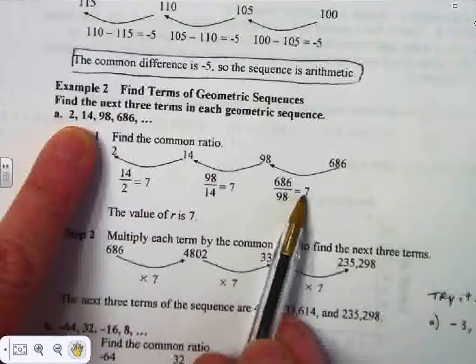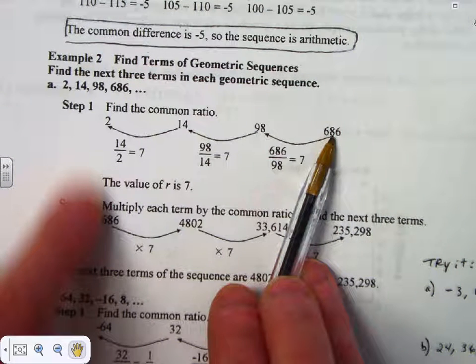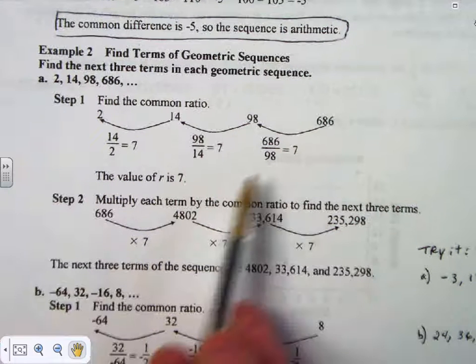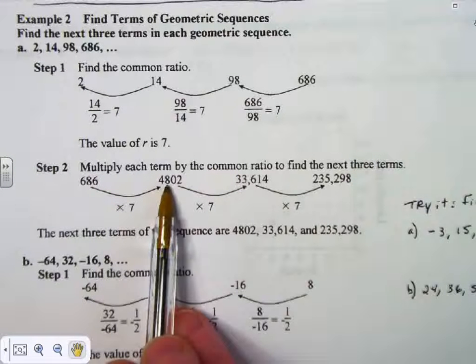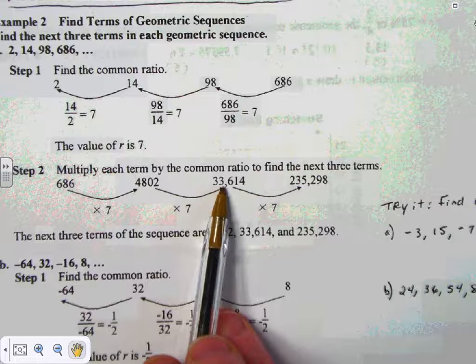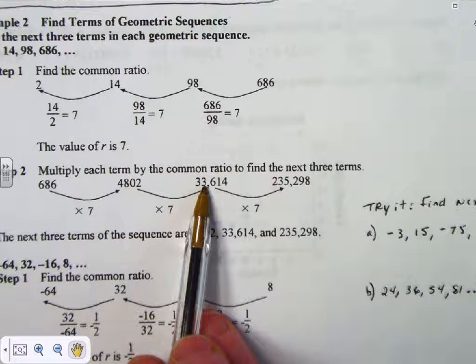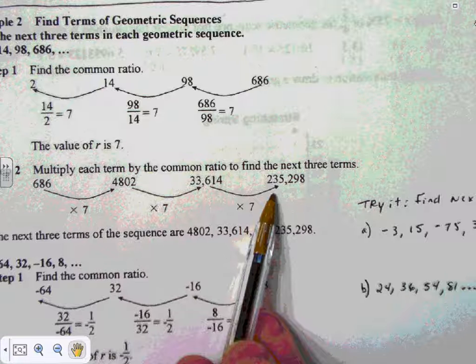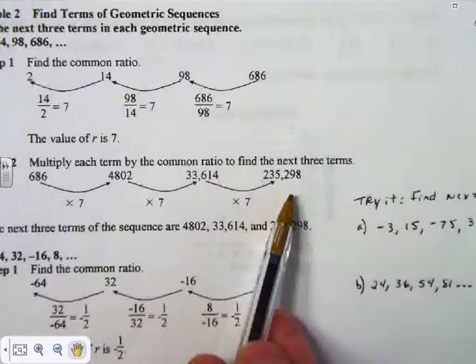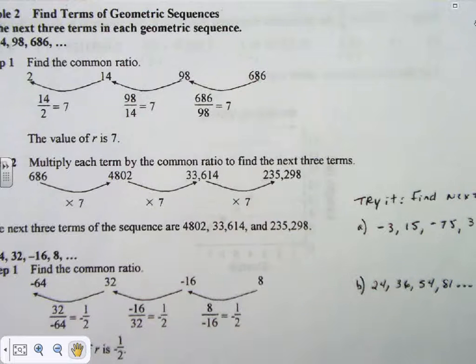That means to find the next number in the pattern, I take the 686 and multiply it by 7. I get 4,802. I take 4,802 times it by 7. I get 33,614. I times that by 7 and get 235,298. You will be getting very large and or very small numbers on this assignment. You will get some decimals, so don't think you're doing something wrong, okay?